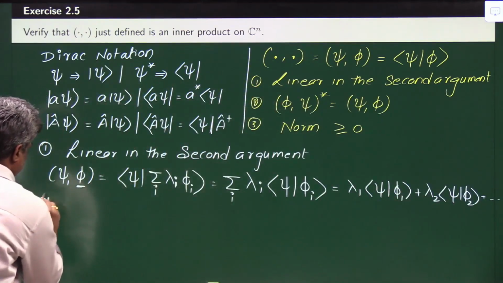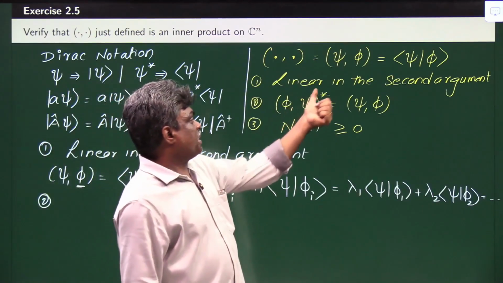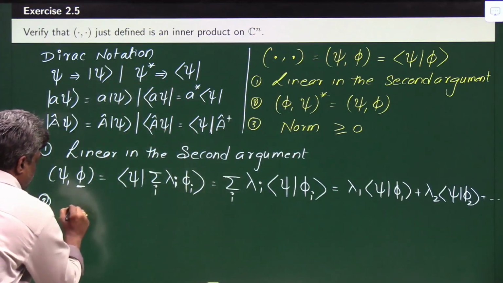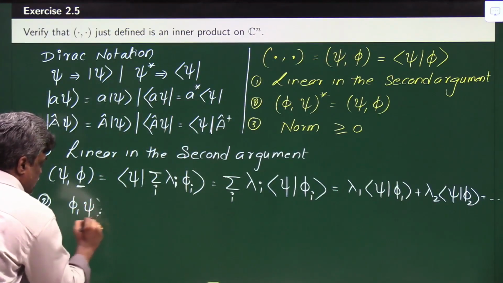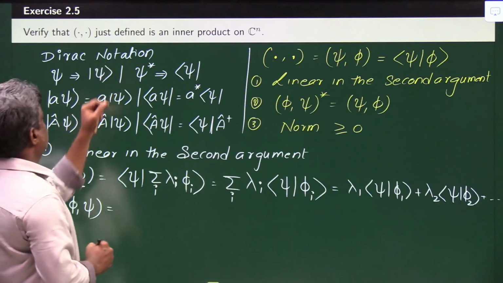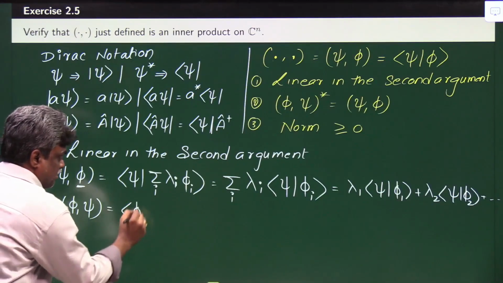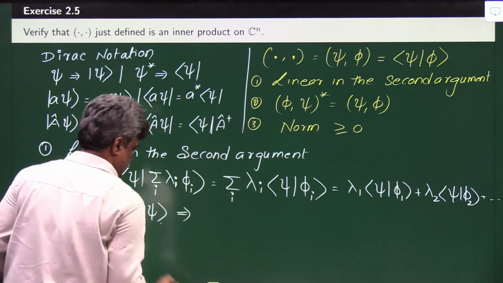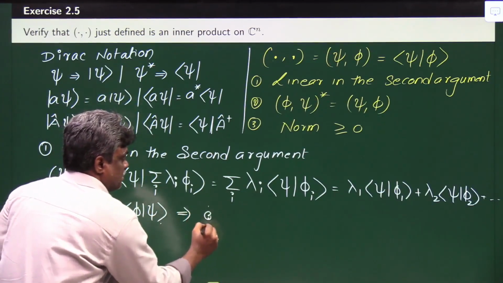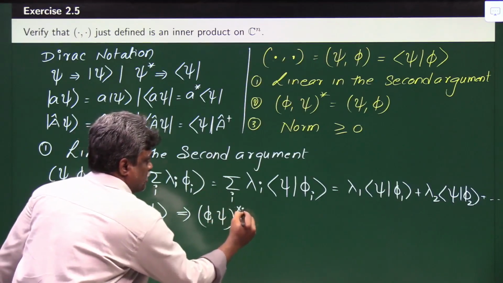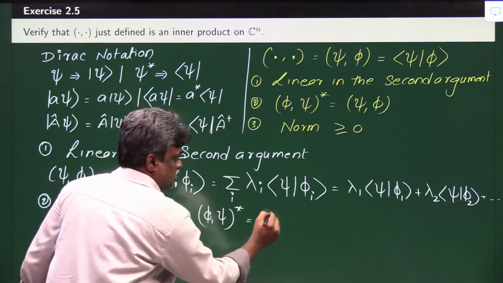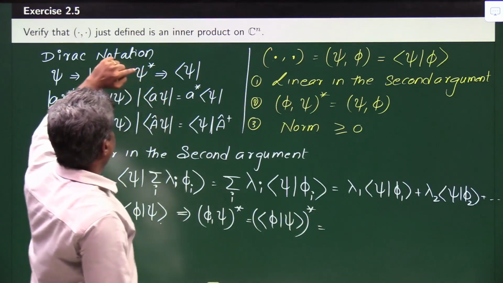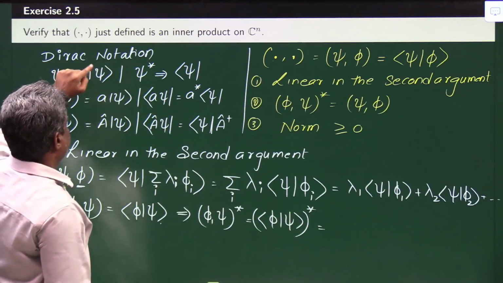Okay, and the second one. Here, if you take the complex conjugate, these two states are interchanged. Let us see this one. Now here, I'm taking first the inner product phi comma psi. According to the Dirac notation, I can write this as bra phi ket psi. Now for this, I'm taking the complex conjugate, that is, phi comma psi, the complex conjugate, which is nothing but bra phi ket psi complex conjugate.